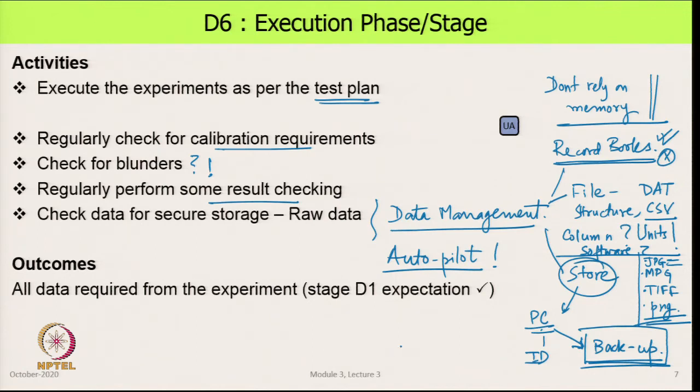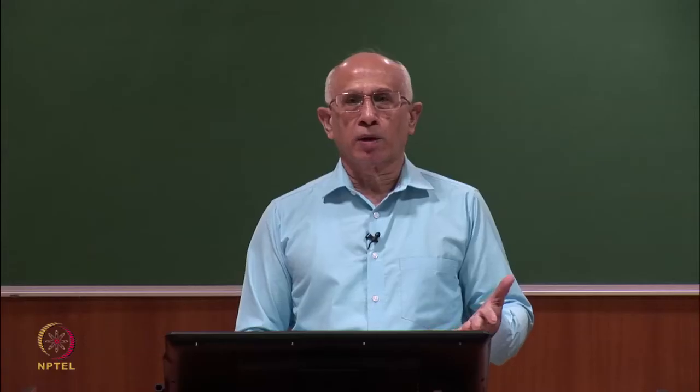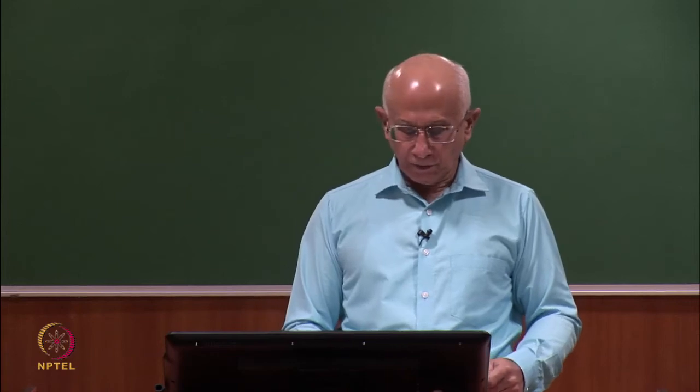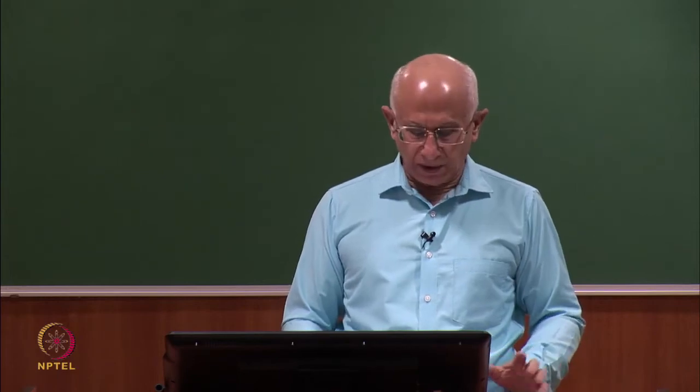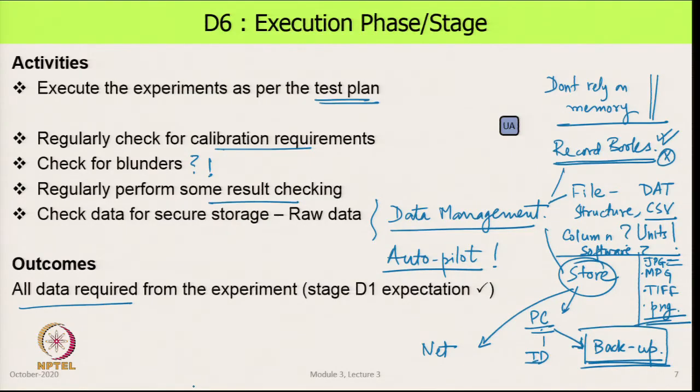And if the experiment is on autopilot, all this data that you are getting, you are not only storing it, you could be also seeing it through the net. Today, it is entirely possible that you are doing an experiment somewhere and you are physically somewhere far away. Through the network, you can see what is happening in your experiment. So, after doing all of this, the outcome of the execution phase is that all the data that we required, which was identified in stage D1 of the experimentation, we have got it. So, we have all the data, that is it.